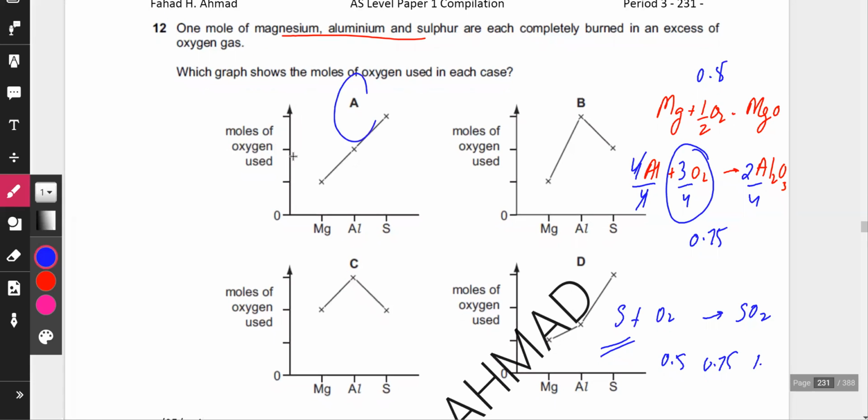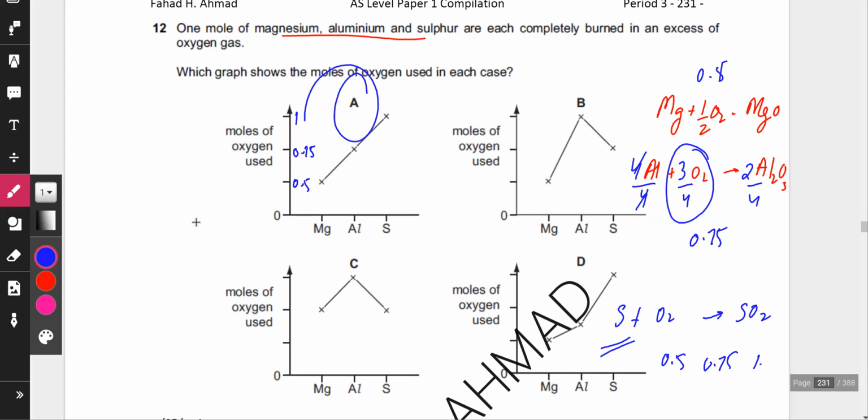It's going to be A. If this is 0.5, then this would be 0.75 and this one would be 1. Every time there's a difference of 0.25. So it's going to be A.